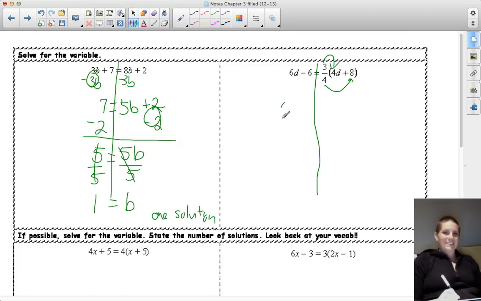On the left, 6D minus 6, because I haven't done anything. Balance line means that's your equal sign. And now we're going to multiply. 3/4 times 4D. 4 over 4 is going to become a 1. So we end up with 3D, plus 3/4 times 8. 3 times 8 is 24. 4 times 1 is 4. 24 over 4 gives me a 6.